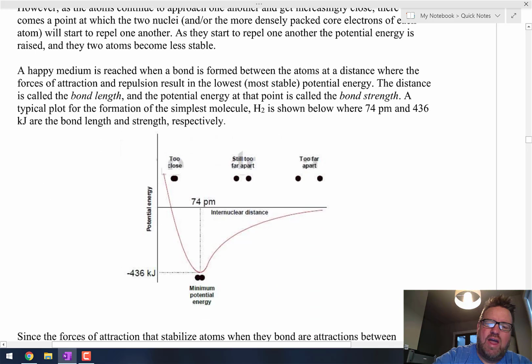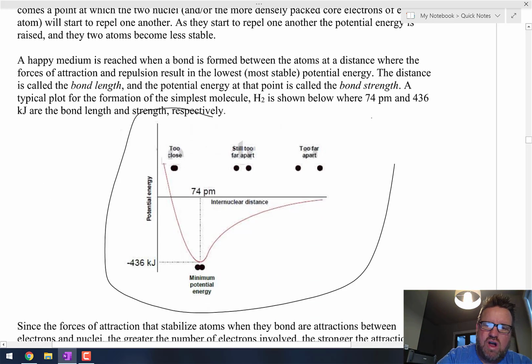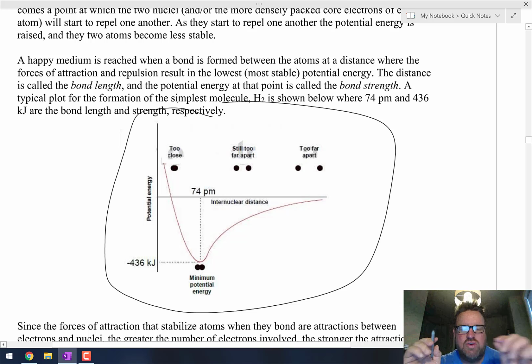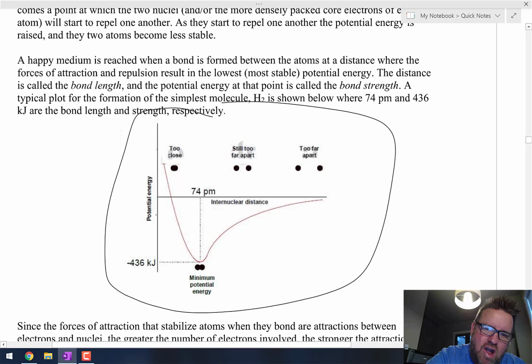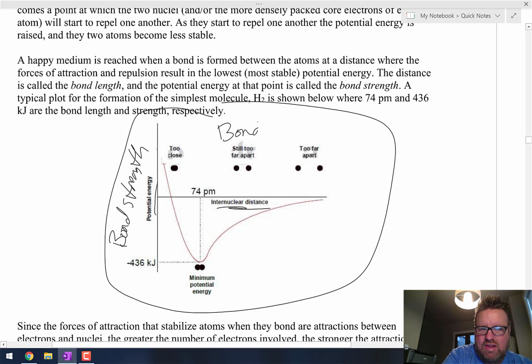Now, a lot of times you're going to see drawings like these, and there's lots of stuff you can get from a drawing like this. There's no real specific name for this, like a Maxwell-Boltzmann diagram or something like that. This is just a potential energy diagram. Over on this side they call it potential energy, but on this side you can think of it as the bond strength. And on the x-axis, the internuclear distance, you can think of that as the bond length.